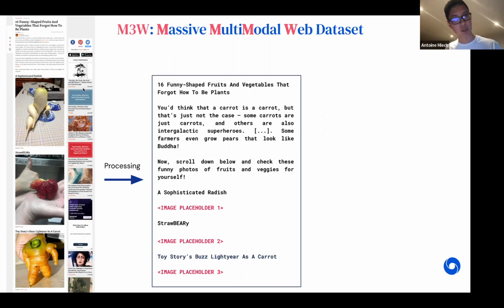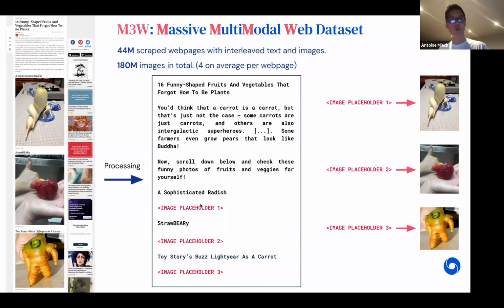And also we only keep the images that are interesting. Here you can see that these are mainly these 3 images, these vegetables with weird shapes and this strawberry. That's basically what we keep after the processing. So we have the main text, and whenever we have an image, we have an image placeholder. Obviously we also download the image such that we can store the image for each placeholder. We managed to do that for roughly 44 million web pages. On average we have 4 images per web page, which sums up to roughly 180 million images for that particular dataset.